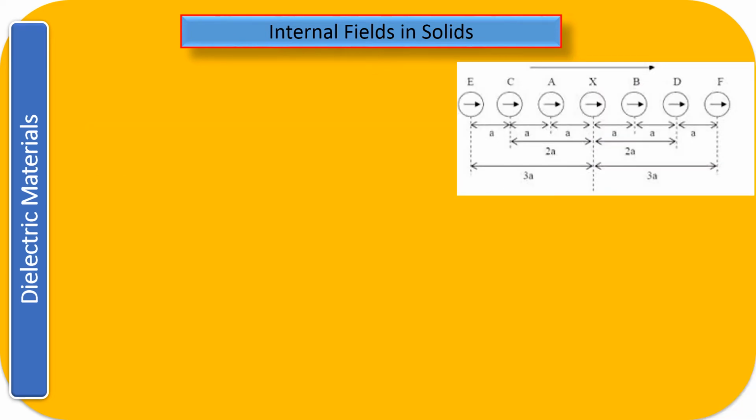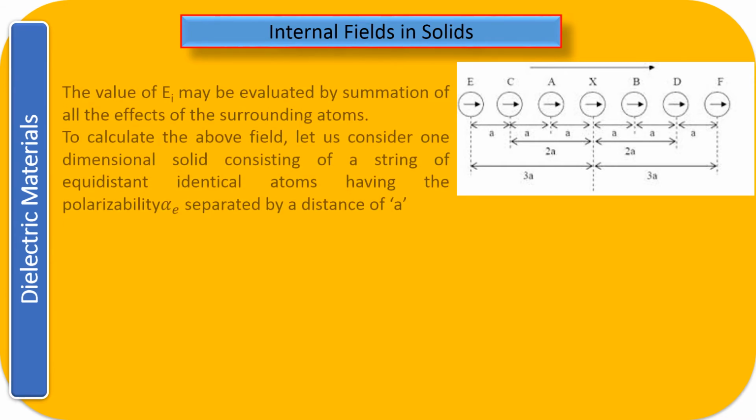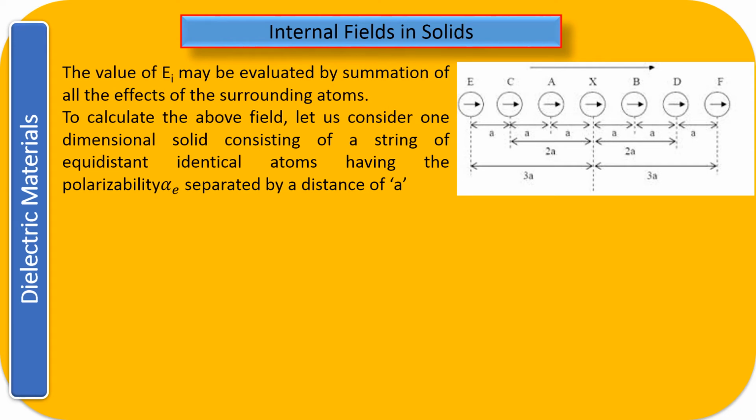Again, I have taken the same diagram from the previous slide to do the mathematical calculation. The internal field EI that has been created may be evaluated by summation of the effect of the surrounding atoms. All the atoms are going to put their effect, and we have to take the summation of all. To calculate the above field, let us consider a one-dimensional solid consisting of a string of equidistant identical atoms having polarizability alpha E and separated by a distance A.